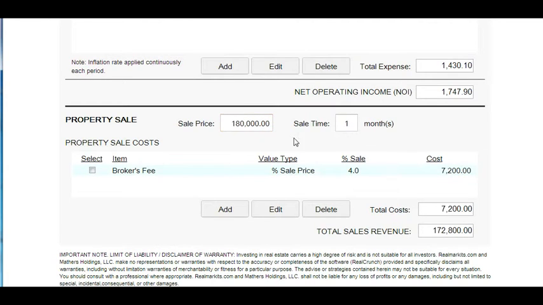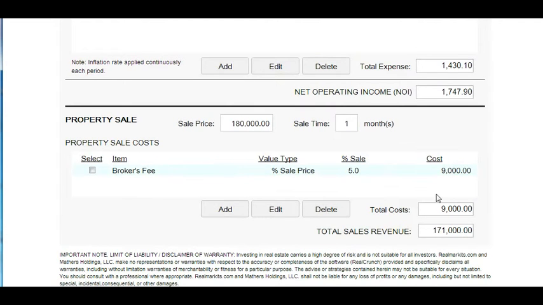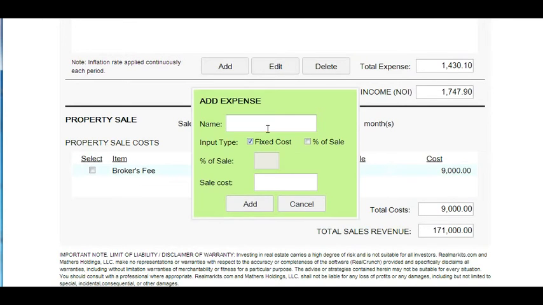And it's only going to take a month to sell. Broker's fee, we can edit that. 5, or you can just put in half if you're only paying half. And then anything else, say you can add legal fees.